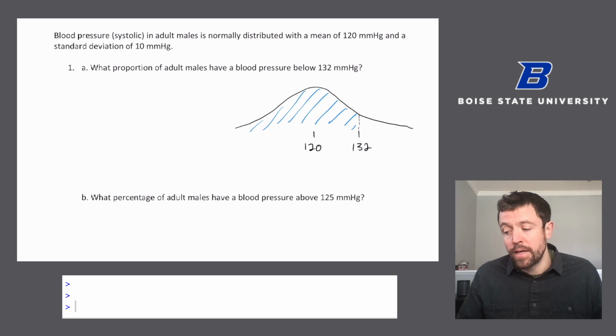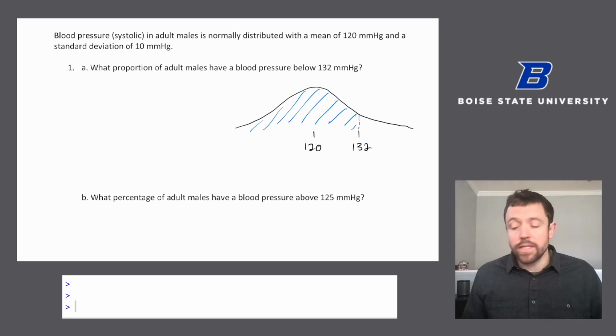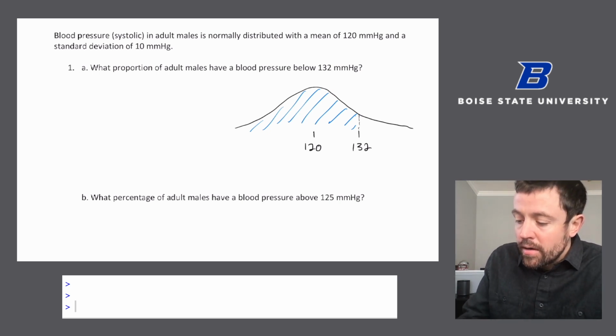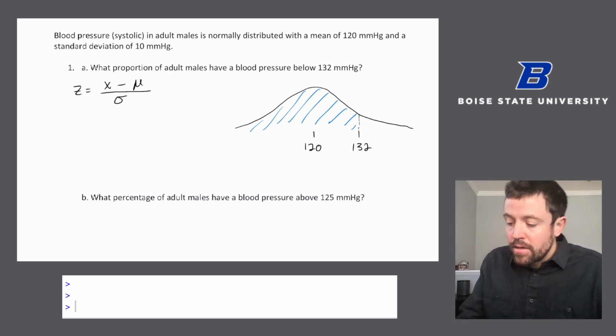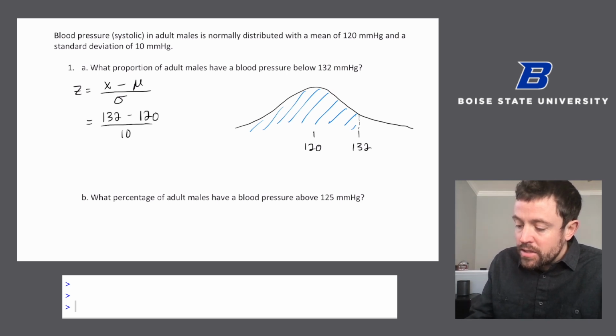Not too bad. Now I have to do some calculations. So I need to turn this number 132 into a z-score. Remember, a z-score, and I won't write this for each problem, but to calculate a z-score, we always take our measured value minus the mean and divide by the standard deviation. So in this case, our measured value is 132. Our mean is 120. And our standard deviation is 10.